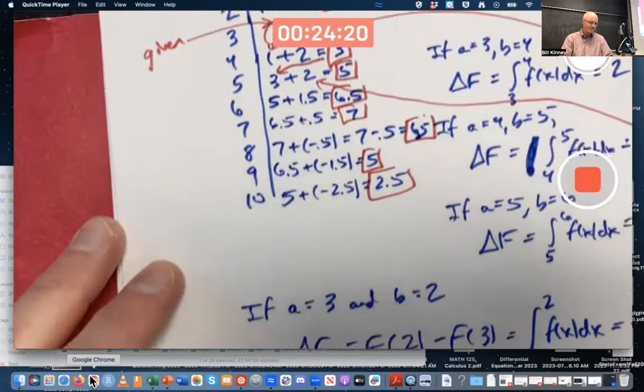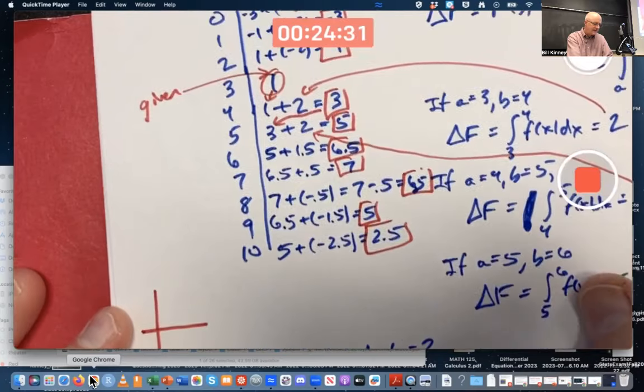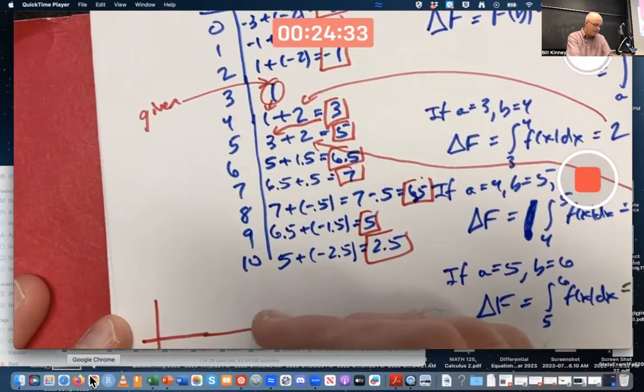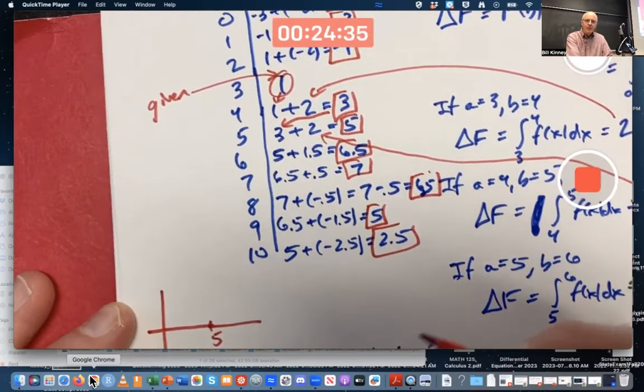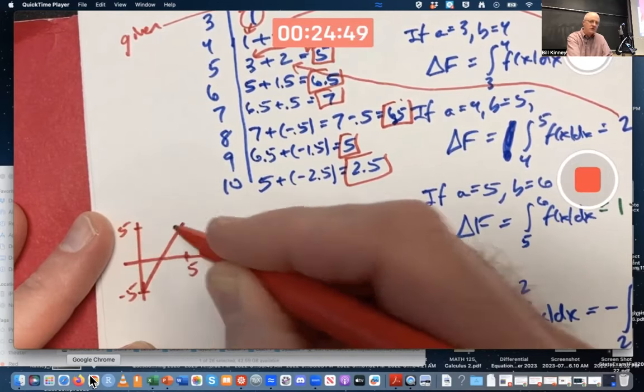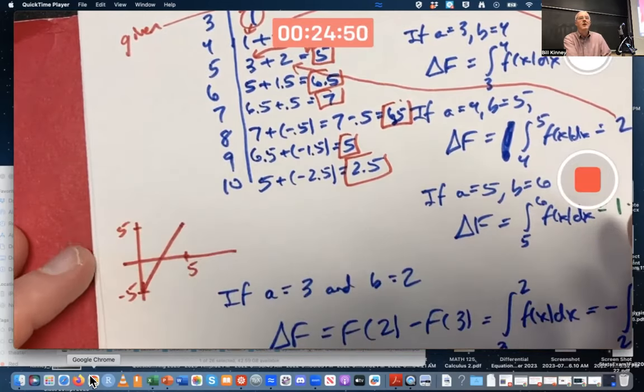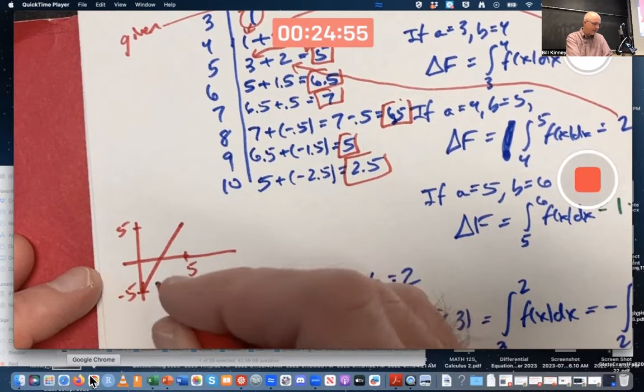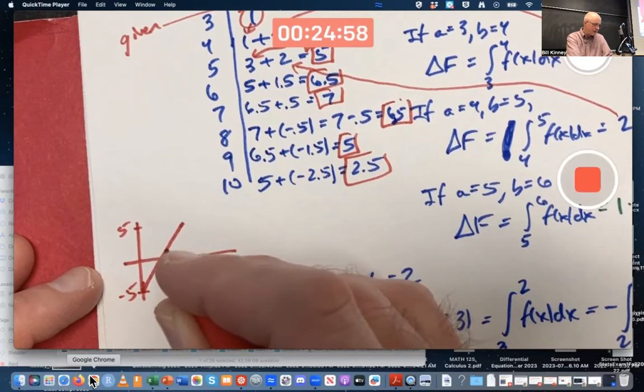What will it look like? I could plot points. F of 0 is -5. F of 5 is 5. It's going to be a straight line with a slope of 2 when x is between 0 and 5. Notice that f of 3, this is not obvious, but it's true, is 1.